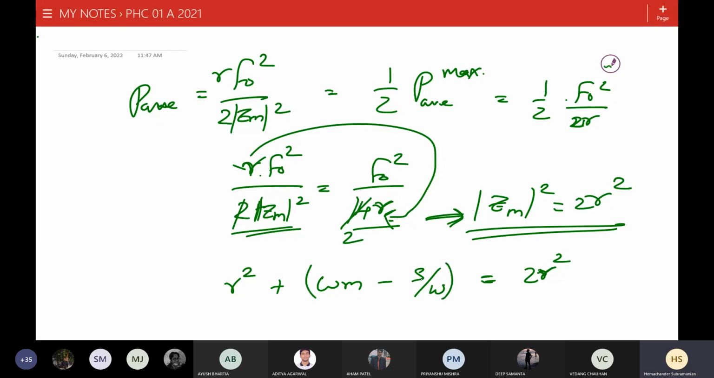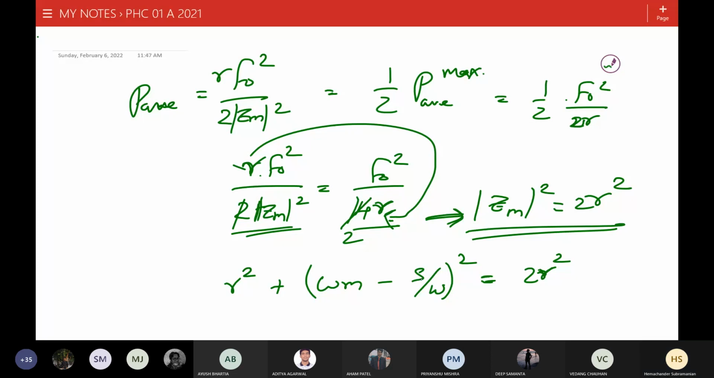Oh, sorry, this is squared. Are you guys confused? No, sir. It's quite clear. We have studied this type of equation in class 12th also, in the alternating current chapter. Okay, this is not new to you.